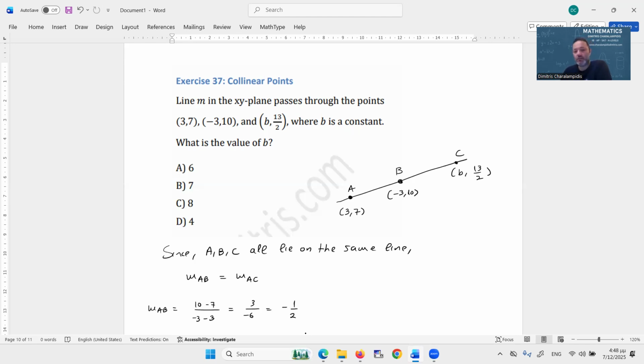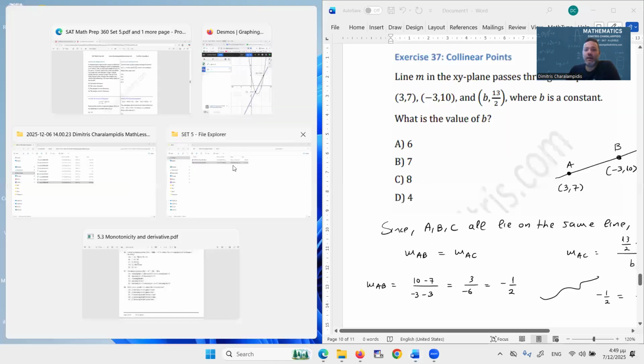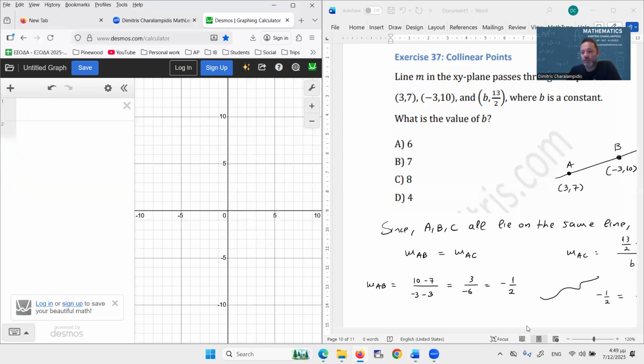Let's take now the slope formed by A and C. That would be (13/2 minus 7) over (b minus 3). Since, like I said before, these are on the same line, these two slopes should be equal. Minus 1/2 is (13/2 minus 7) over (b minus 3). I can do it by hand, but I think that here Desmos would be quicker.